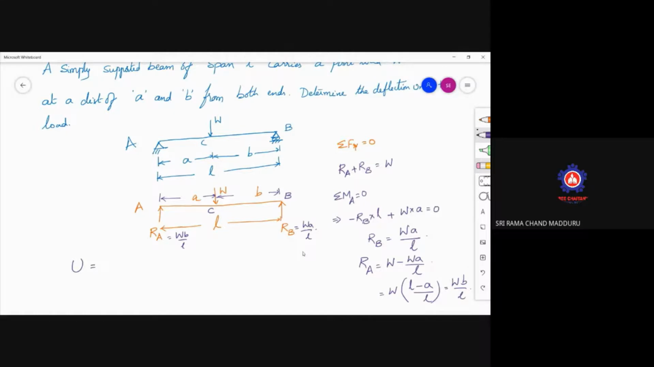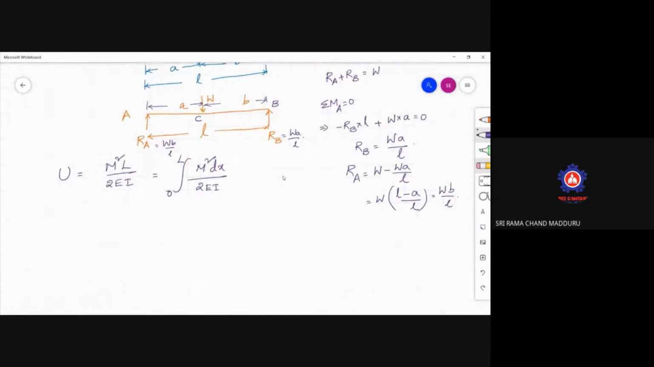So the strain energy due to bending is nothing but M square into L by 2EI. But if we consider a small element and integrate from 0 to L, it is M square into dx by 2EI. We have written this in the previous classes. Strain energy is nothing but the integration from 0 to L of M square dx by 2EI. Now calculate the strain energy for the AC portion first.